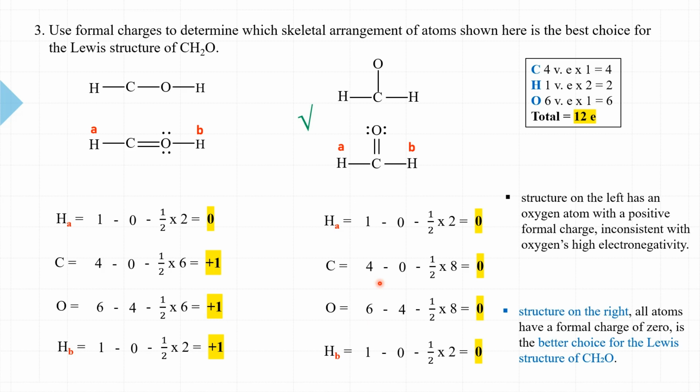Another reason is that in the first structure there are three plus 1 charges, but in the second structure the overall charge is 0. All the atoms' formal charges are 0. Therefore, due to both these reasons, the second structure is valid for CH2O. The first structure is less favored for CH2O.